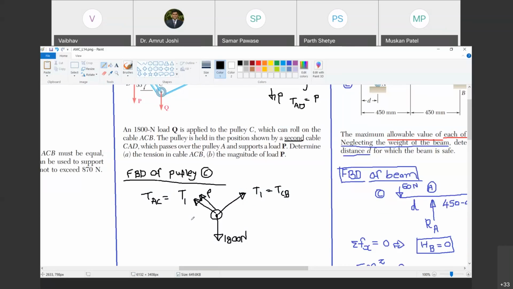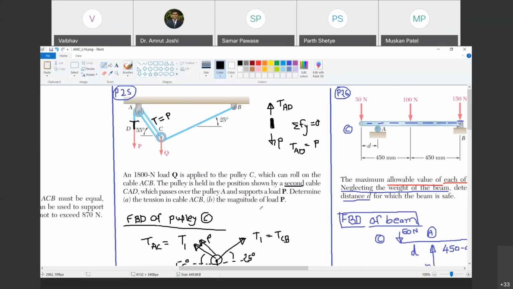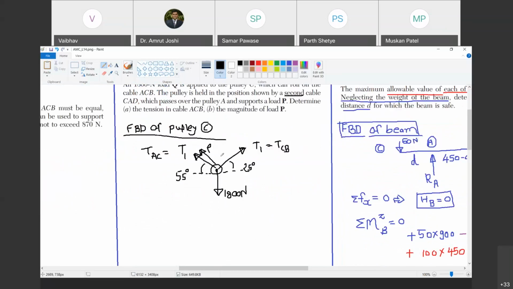Is this free body diagram complete? No, because we have not shown the angles. This angle is 25 degrees, and this angle is 25 degrees. Happy? And for equilibrium, we have to find out P and T1. So how do we go about it?